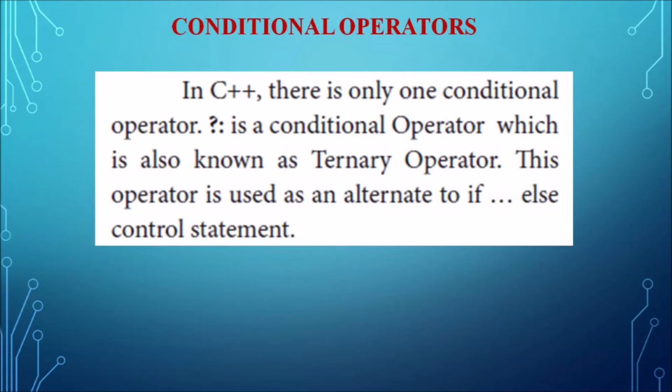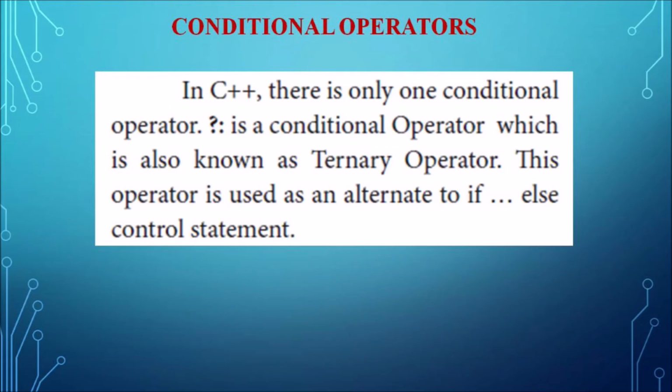So the question mark will check the condition, and the colon separates the two values. When it is true, it will print value 1. In case it is false, it will print value 2. So these two values are separated with the help of this colon, and the condition will be checked with the help of this question mark. So the question mark and the colon form a conditional operator.